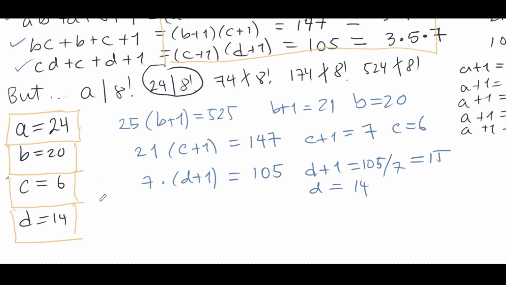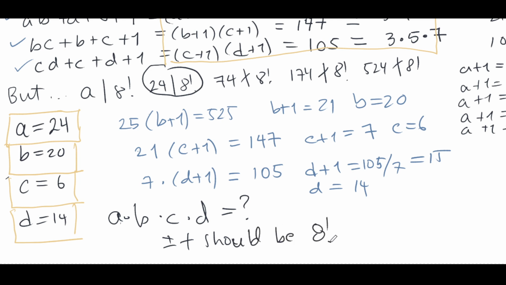We solved everything. And just as an interesting check, why don't you try this? A times B times C times D. What is this? It should be 8 factorial. And what is 8 factorial? Just a minute. My magical Maxima is going to tell me. 40,320. Now, is this true? Why don't you try that as an exercise?